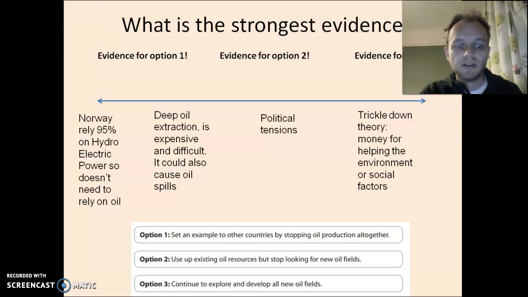I'll give you a minute to go through your table and maybe highlight in the table the strongest piece of evidence for each one. So pause the video here and go through your evidence. Find the strongest possible evidence for each of those different options.